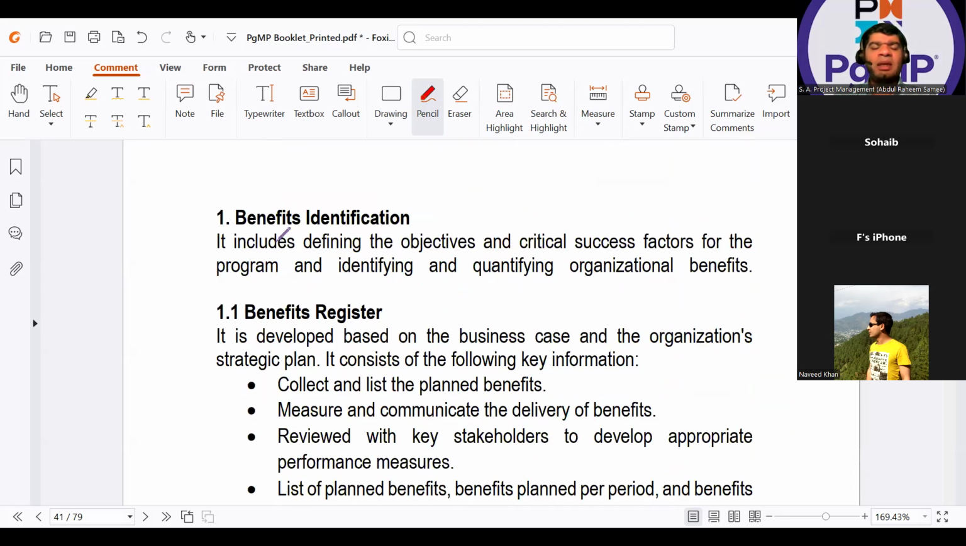Clear? Then number one topic, benefits identification. It includes defining the objectives and critical success factors for the program, and identifying and quantifying the organizational benefits. What are the contents of the benefit register? Very important from the exam point of view. It is coming nowadays.